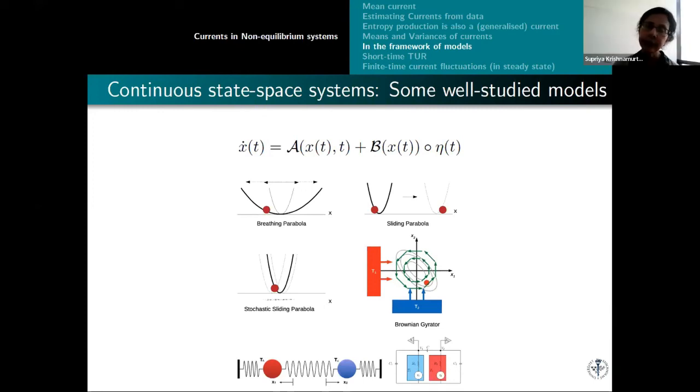I should say that the generating function approach works actually for some time dependencies, such as this breathing parabola case where I have the trap stiffness as a function of time. But it is not necessary to have a time-dependent protocol for out of equilibrium situations. You can have a temperature gradient or some kind of external gradient to drive the system far from equilibrium. Right. Thanks. Yeah.